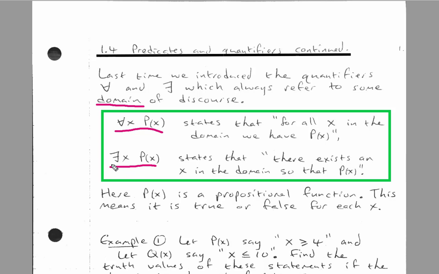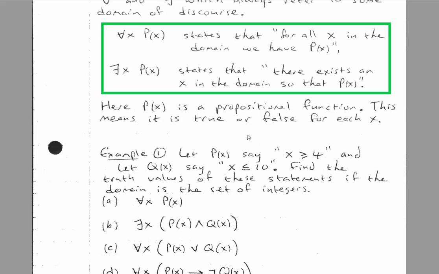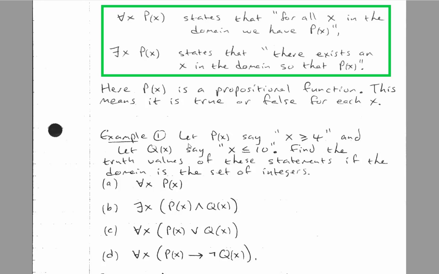And then this one says there exists an x in the domain so that p of x. So this is talking about existence. This is the existential quantifier. And we're getting used to using these quantifiers.